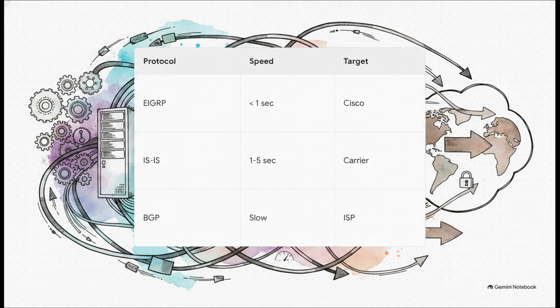And finally, look at BGP down at the bottom. Operating on incredibly complex policy attributes, it purposefully sacrifices that lightning-fast speed. It's literally slow by design, but that's to ensure absolute internet scale stability and tight administrative control.